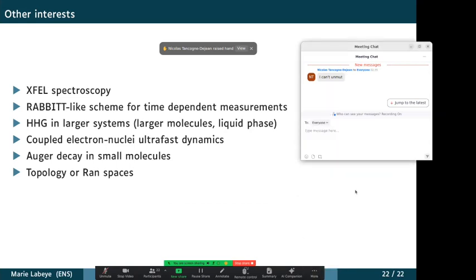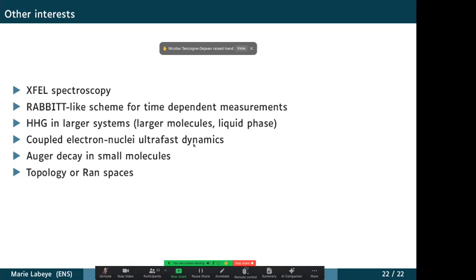In the meantime, are there other questions? So maybe I can start. In your simulations, you always solve the time-dependent Schrödinger equation and then apply some of these approximations that you mentioned in the beginning?